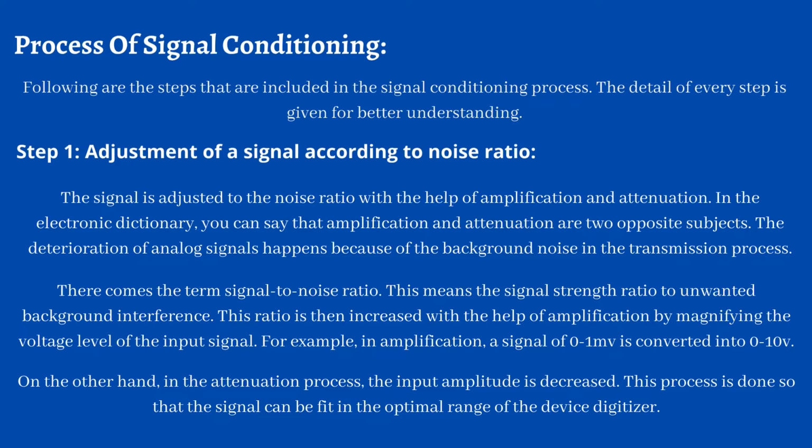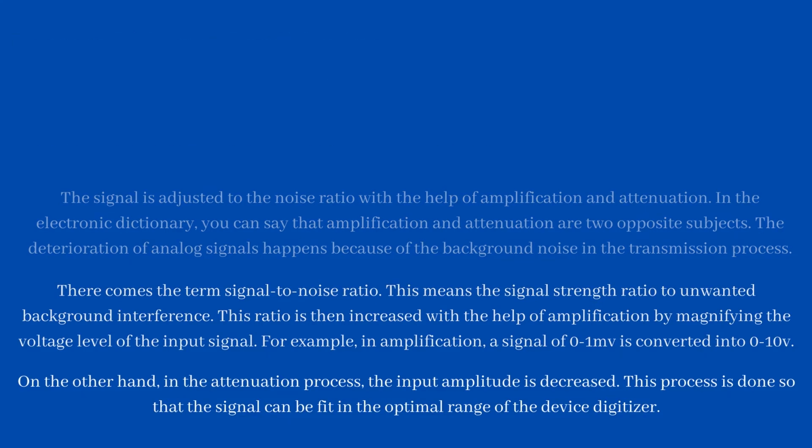This means the signal strength ratio to unwanted background interference. This ratio is then increased with the help of amplification by magnifying the voltage level of the input signal. For example, in amplification, a signal of 0-1 mV is converted into 0-10 V. On the other hand, in the attenuation process, the input amplitude is decreased. This process is done so that the signal can fit in the optimal range of the device digitizer.